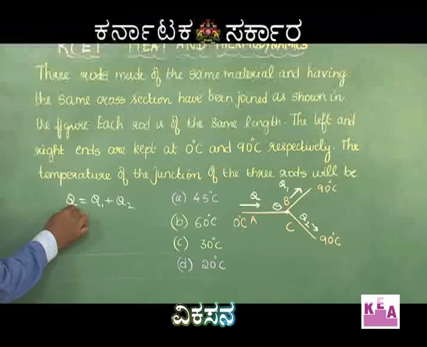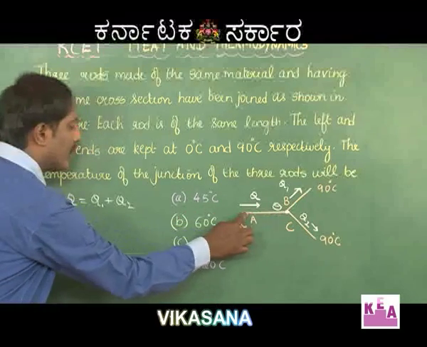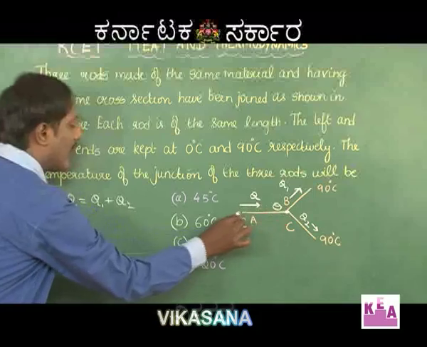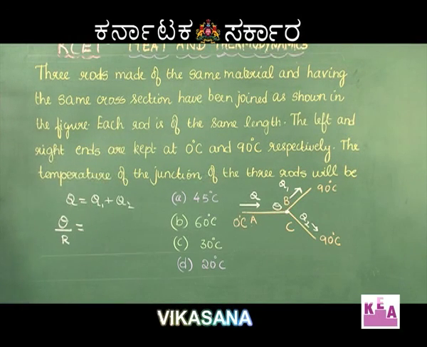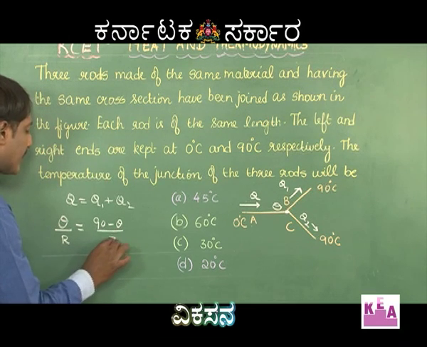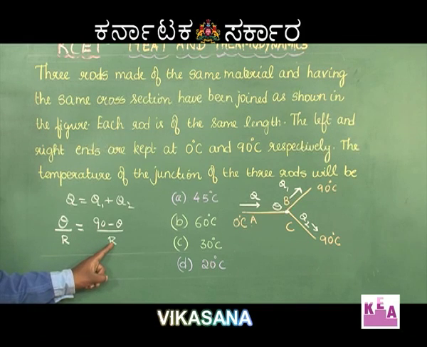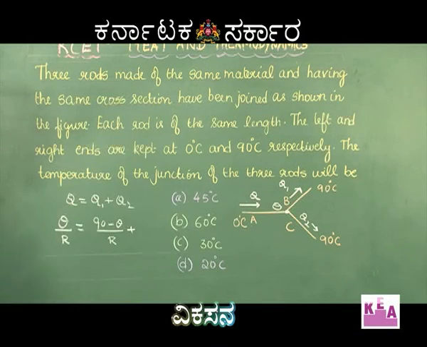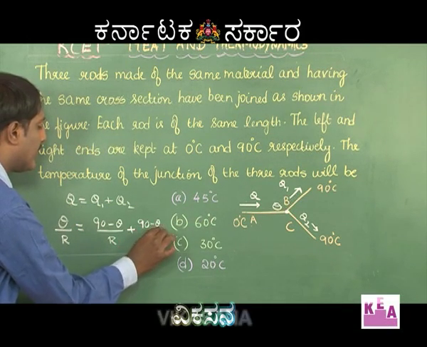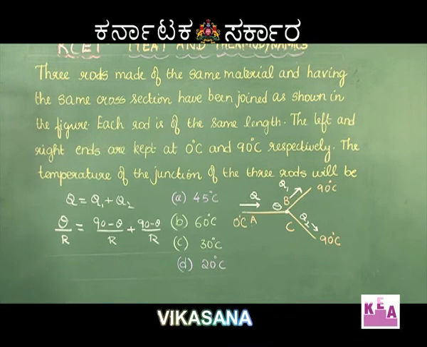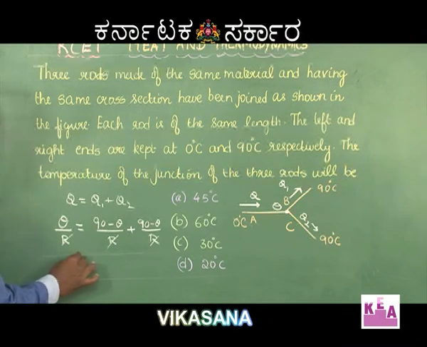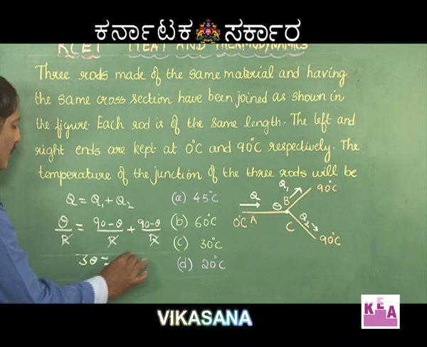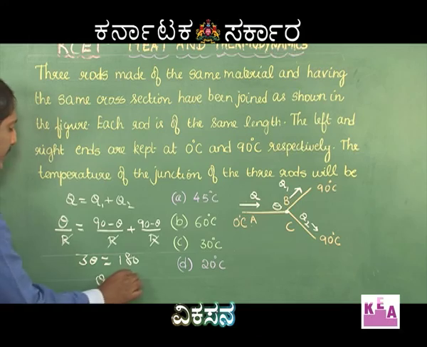So how can we write the amount of heat energy flowing through rod A? Change in temperature divided by the thermal resistance of that rod, that is theta minus 0, that is theta, divided by the thermal resistance of rod A, that is R, which is equal to, similarly defining Q1 for rod B, 90 minus theta divided by the thermal resistance of rod B. The thermal resistances of rods A and B are the same, plus the heat flowing through rod C, that is 90 minus theta divided by the thermal resistance of rod C. Since the denominators cancel, taking minus theta minus theta to the left hand side, it becomes 3 theta, which is equal to 90 plus 90, 180. So theta should be equal to 180 by 3, that is 60 degree.